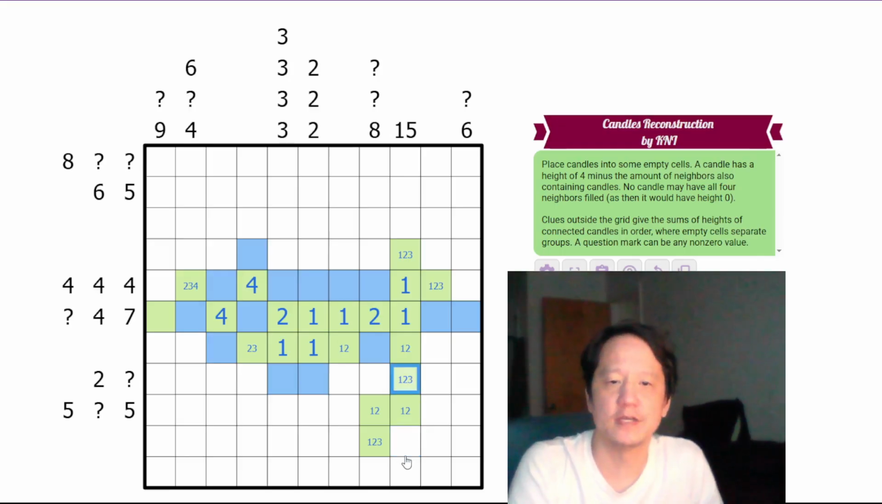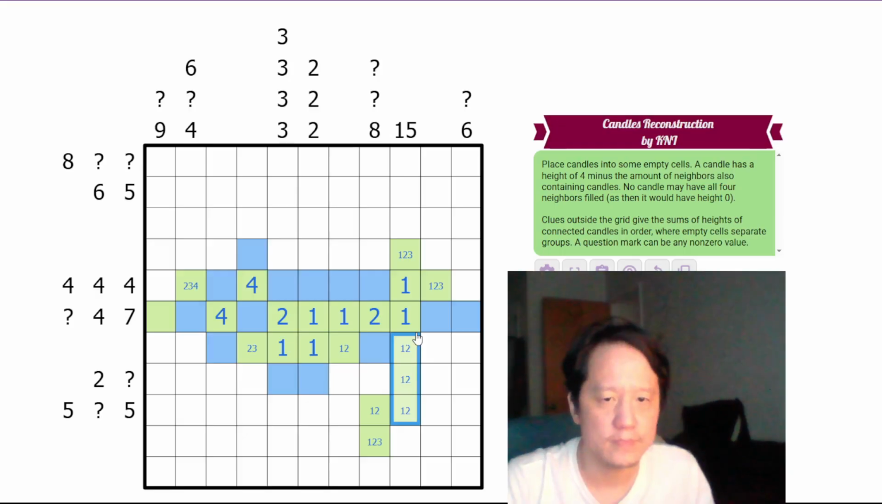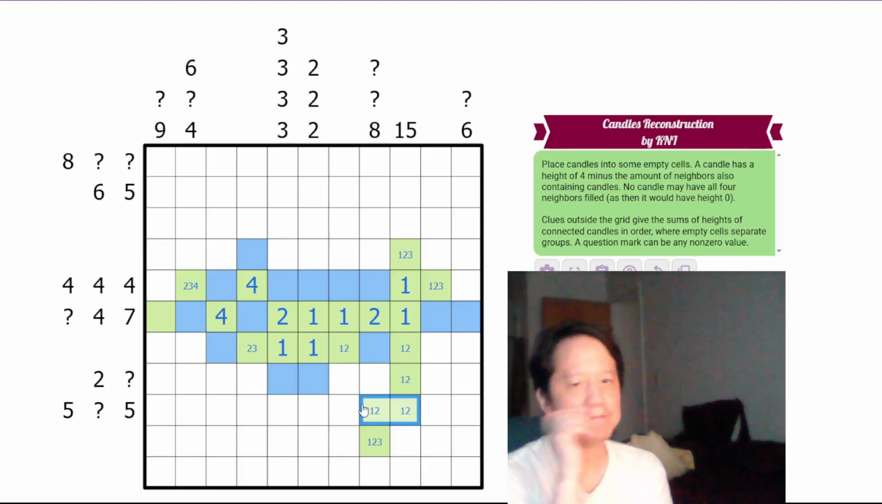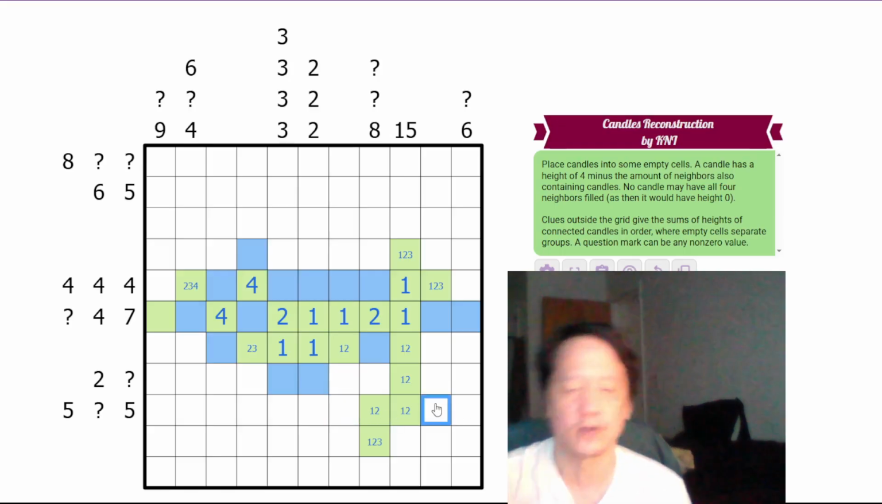This obviously can't be 3 anymore. It'd be 1 or 2. So one of these would have to be a 1 because you have to extend it either here or both of them could be 1. Or you could extend it here and here.